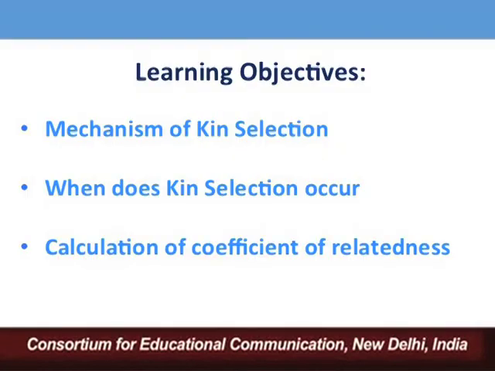So the learning objective for this particular topic: you must be able to tell what exactly is the mechanism of kin selection, how does kin selection operate, when does kin selection occur, what are the specific times or specific criteria which should be fulfilled for kin selection to take place, and also after this lecture you must come to know how to calculate the coefficient of relatedness.